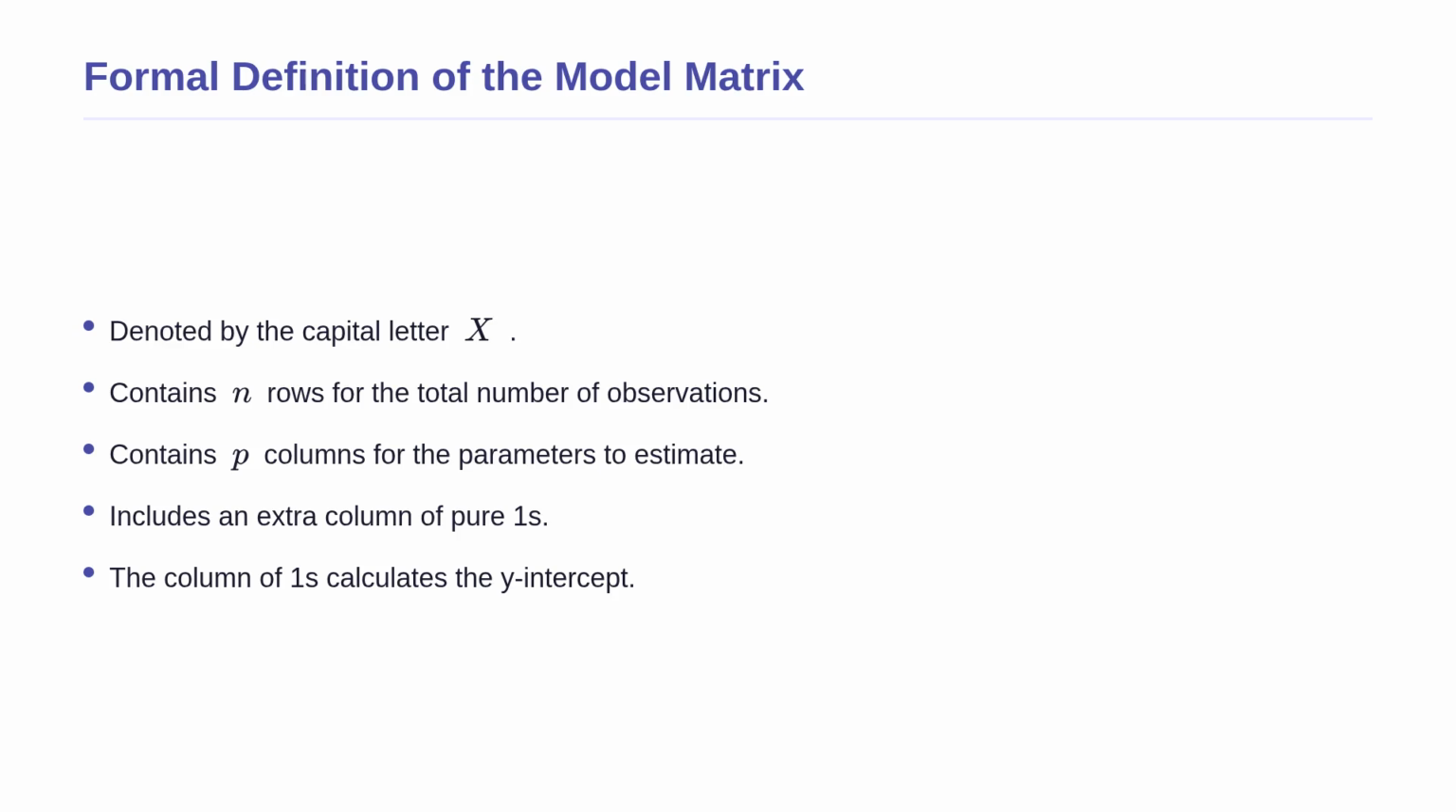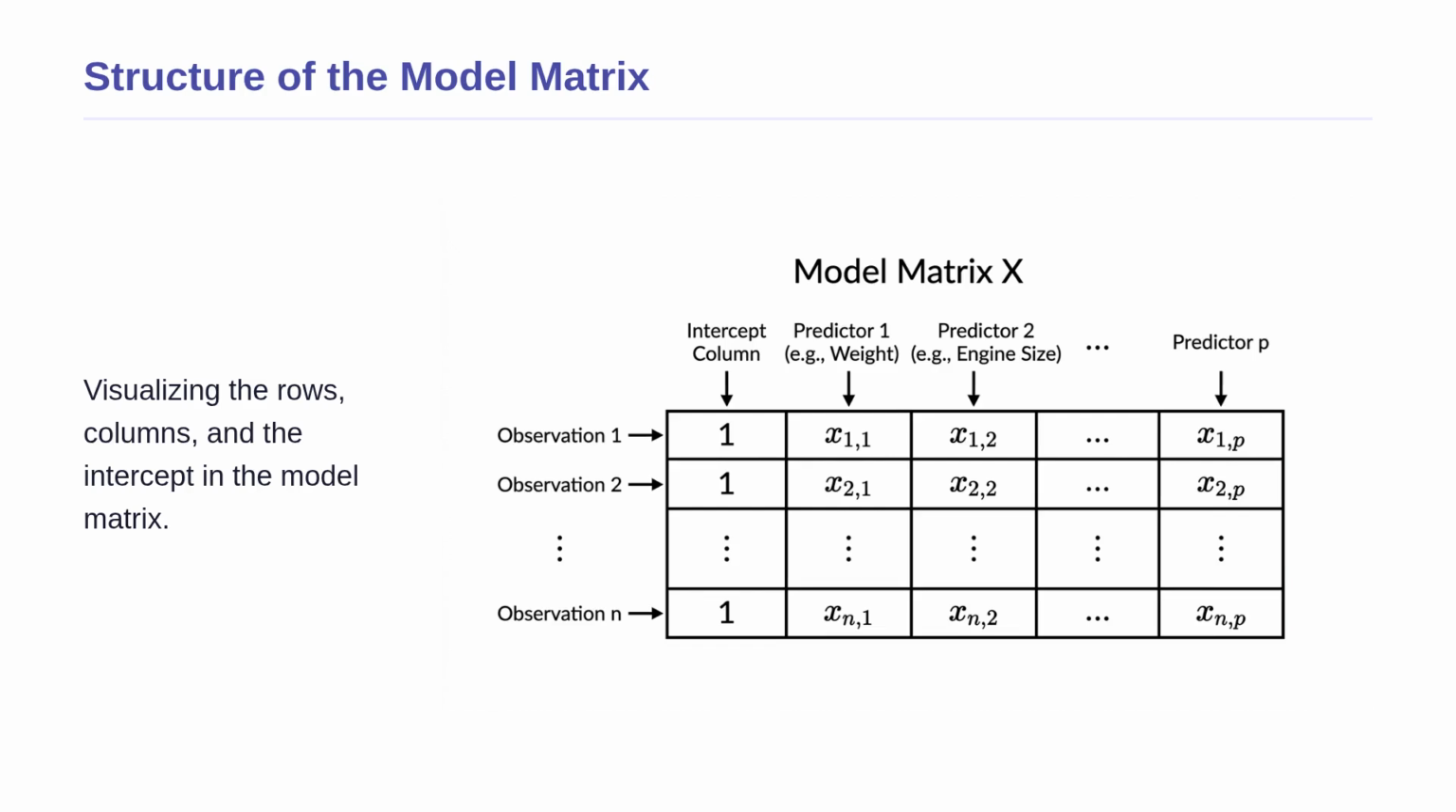Now that we understand the idea, let us look at the formal definition. In linear regression, the model matrix is usually denoted by the capital letter X. It has n rows, where n is the total number of observations we collected. It also has p columns, representing the number of parameters we want to estimate. Crucially, this includes one column for each predictor, plus an extra column made entirely of ones. Why ones? Because this column allows us to calculate the y-intercept, which is our baseline prediction when all other inputs are zero.